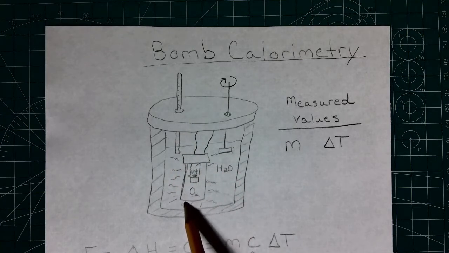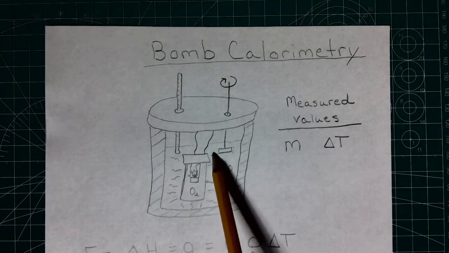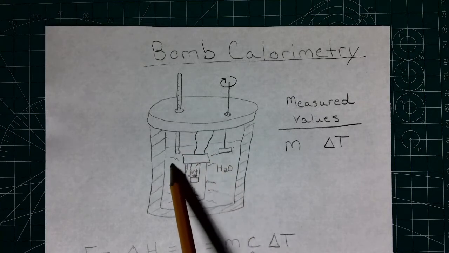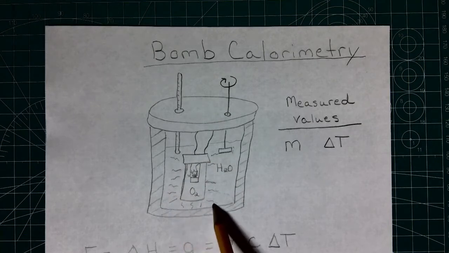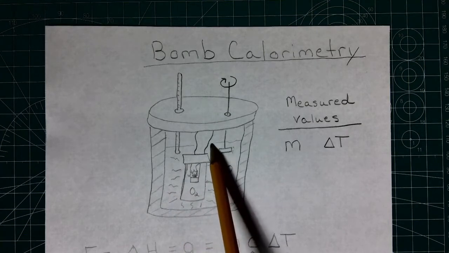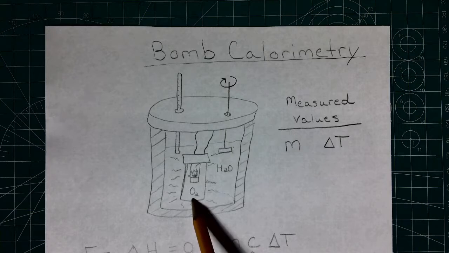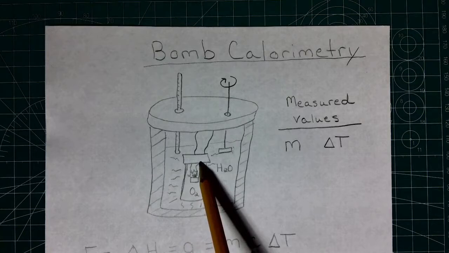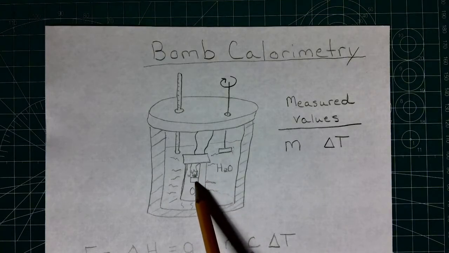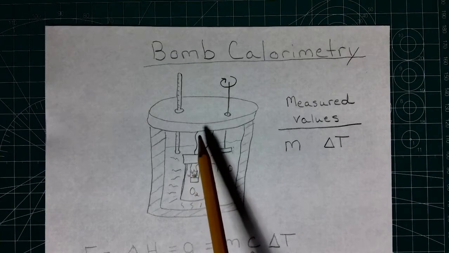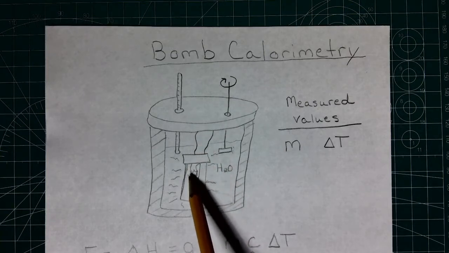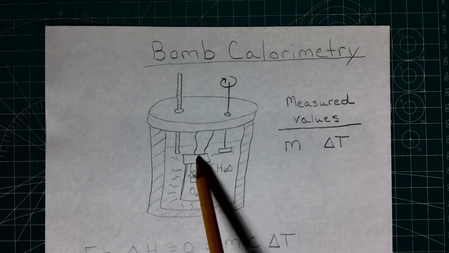Inside of the water, we put a very strong, usually steel container called a bomb. And inside of the bomb, we charge it up with a whole bunch of oxygen. We just pump it in there and pump it in there. There's a lot of oxygen pressure in there. And then dangling from the lid of the container is a little cup. And inside that cup, we put a little sample of food. And then we have these wires that come down, and they are sticking down into our sample of food.